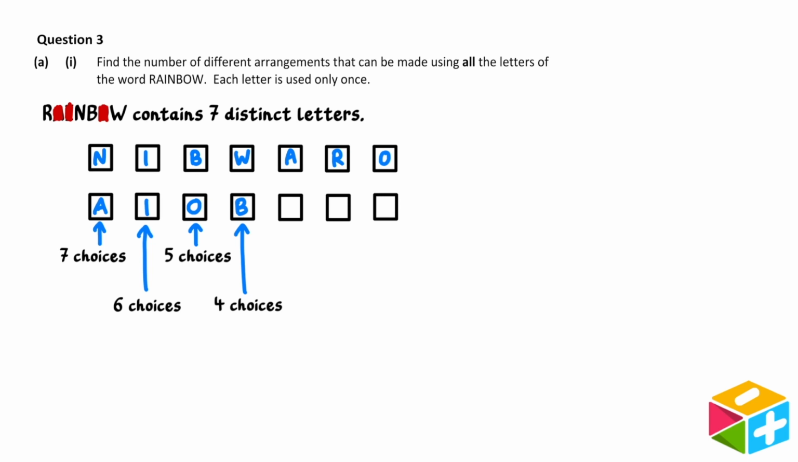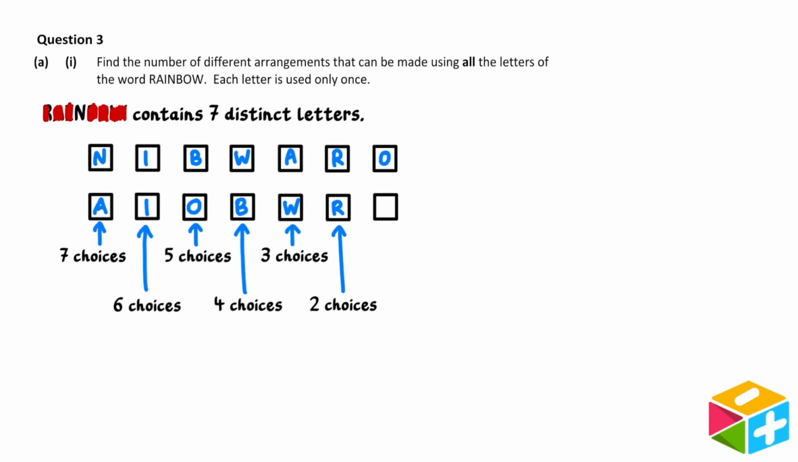So hopefully you can start to see the pattern here. When we move to the 5th box, we can't use any of the 4 letters that we used already. This leaves us with 3 choices remaining. Let's say we fill it with a W. When we move to the 6th box, we've used 5 of our letters, and the only ones remaining are R and N, so we have two choices for this box. Let's say we choose R.